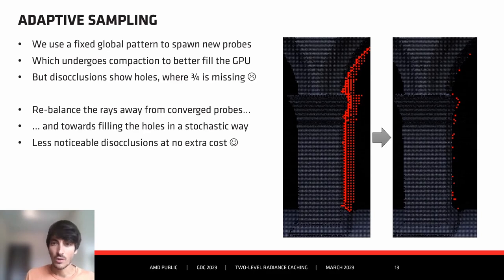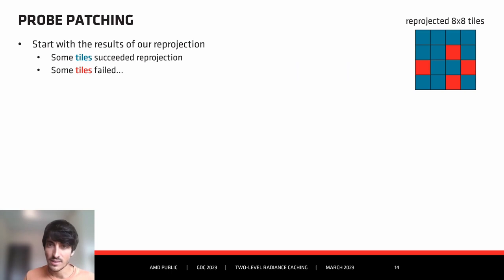So we could decide to fill the holes by tracing additional rays and allocating them to the red areas of the image. We'd like to keep our ray budget low and constant, however, so instead what we do is rebalance the fixed ray budget that we have away from converged probes, that is tiles that have valid data, and towards filling the holes in a stochastic fashion. This gives us less noticeable disocclusions at no extra cost. And the next slide explains a bit how this works in practice.